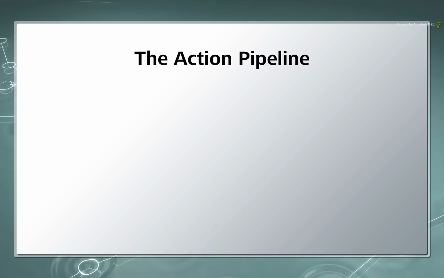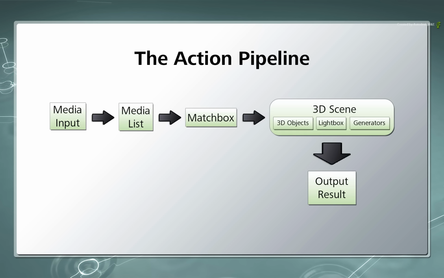Let's take a look at the action pipeline to set a context for these changes. When you feed any image into a media input node, the media is stored in the media list and is assigned an input number. You can consider the media list as a loading buffer or texture management area for any images to be used in Action. So this collection of images can then be used for a variety of tasks, including texturing 3D objects.